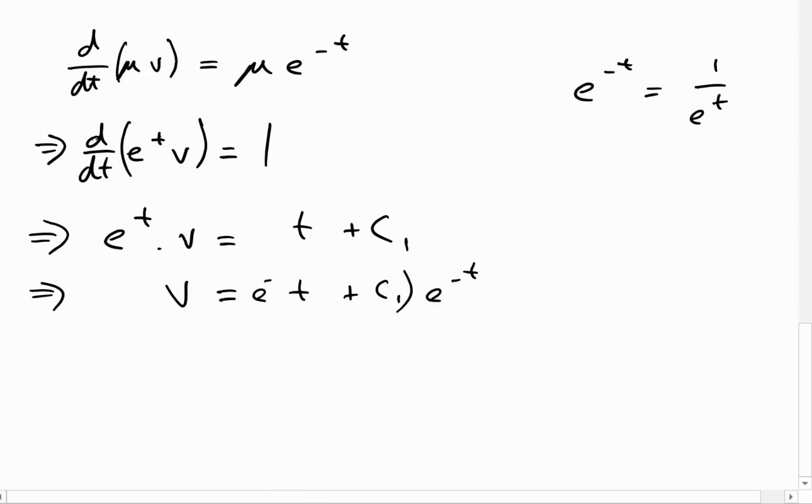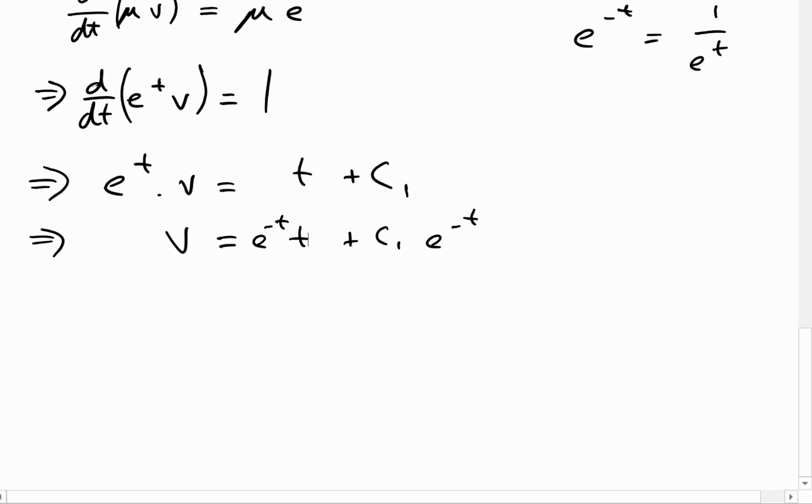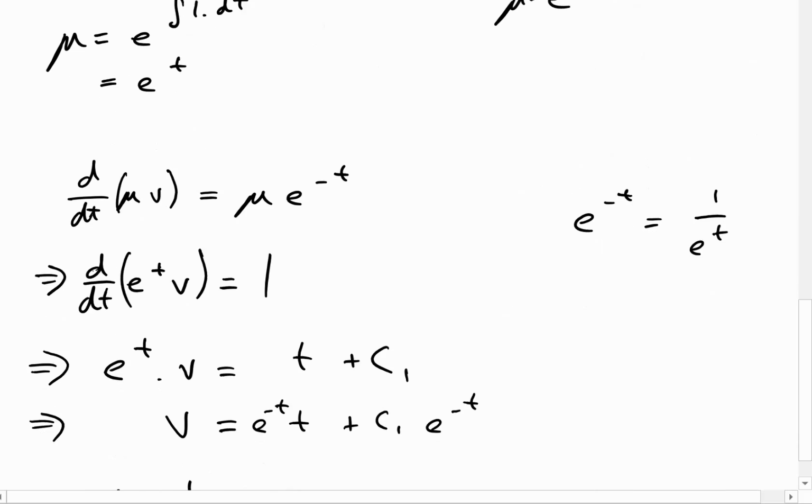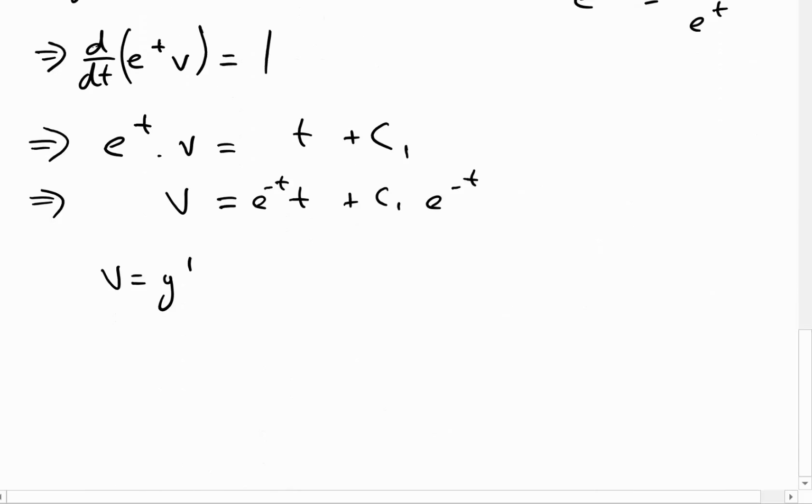So this is e to the minus t times t plus c1 e to the minus t. So this is what we end up with for v. But remember, what was v? V was equal to y dash, yeah? V was equal to y dash. So in other words, we don't want to find what v is, we want to find out what y is. Well, that's nice and easy.